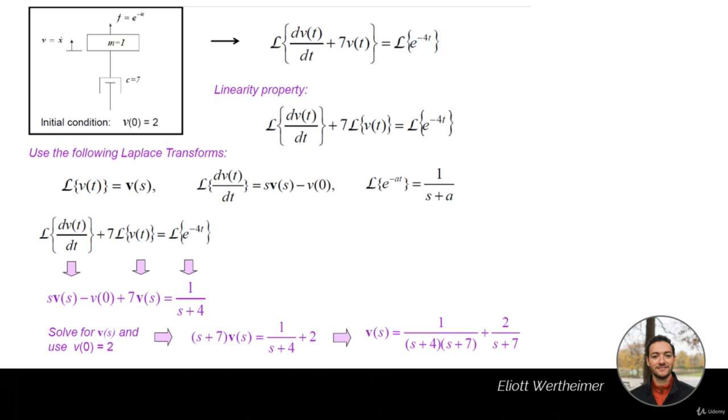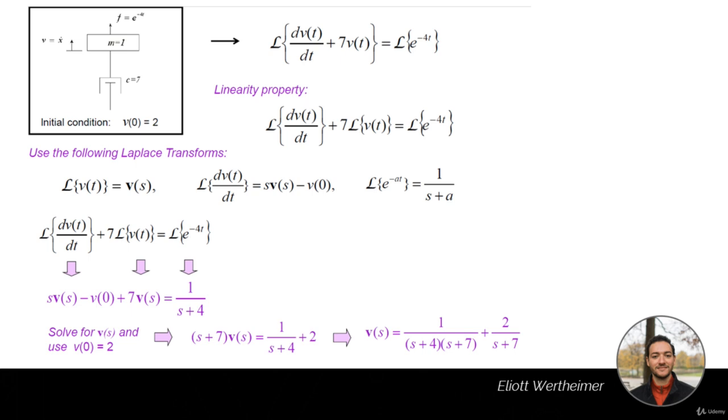So applying these Laplace transforms, we can rewrite the equation as s V(s) minus the velocity at the initial condition of t equals 0, plus 7 times V(s), is equal to 1 over s plus 4. So we solve for V of s. We solve for the velocity, and we actually use v0 equals 2. That's the given that we have to solve that equation.